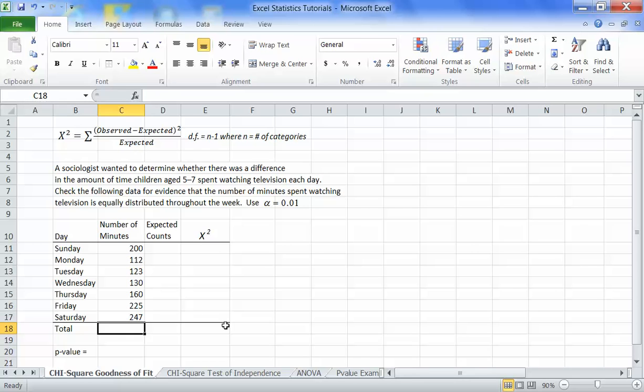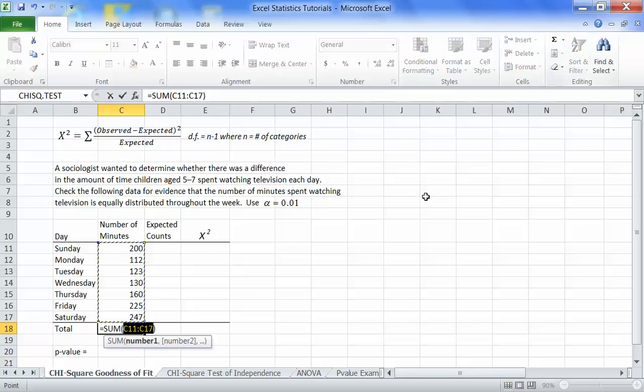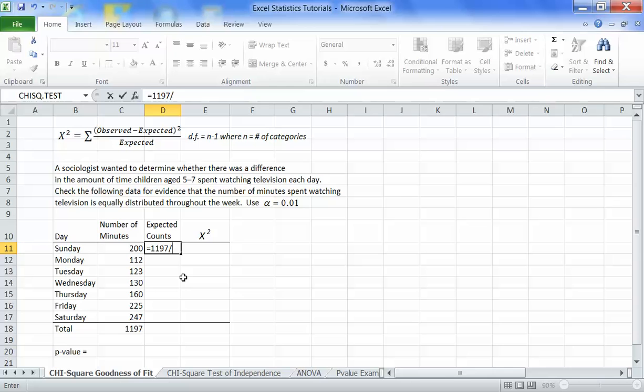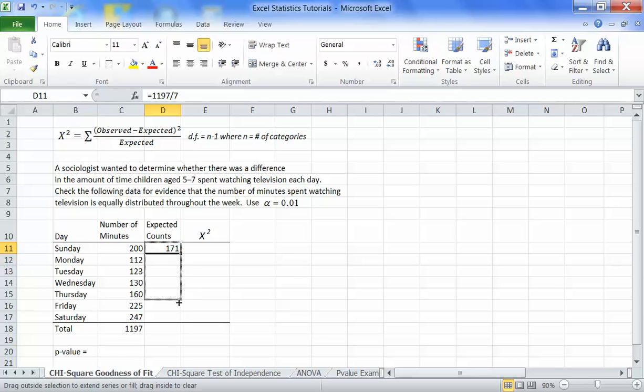So I first need to know the total, because if it's evenly distributed each day, what I need to do is figure out, okay, of all the minutes that we've counted, how much would we expect each day if it was evenly distributed? Well, there's 7 days, so I would take 1197 and divide by 7. So I would expect 171 minutes each day if the null hypothesis is true, that they're evenly distributed. So I drag that down because it's the same in each one. I can check the total.